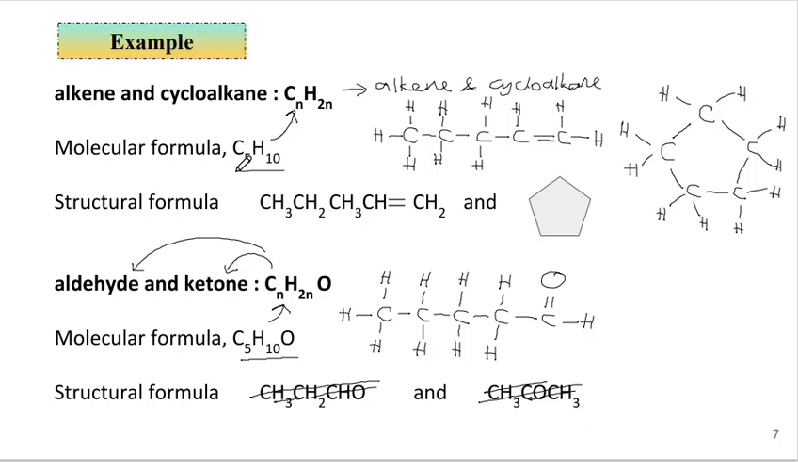Ketone, you must know the C double bond O must be between carbon. So tak kisah dekat mana position dia, as long the C double bond O is between 2 carbons. So I'll just draw smaller a bit, 1 2 3 4 5. Let's say I place the double bond O here. The rest I just fill up with hydrogen.